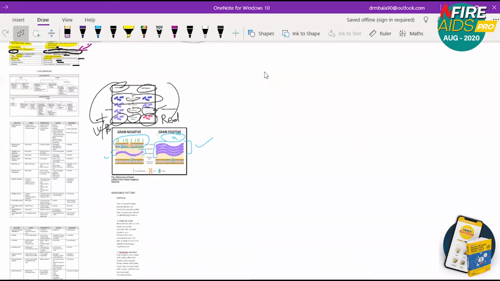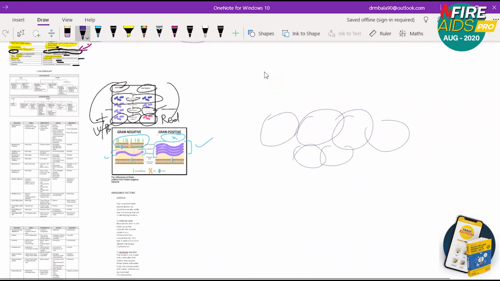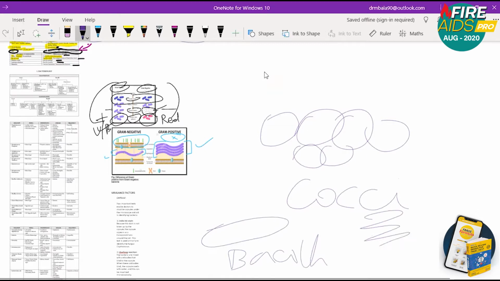So then comes based on the shape, the bacteria could be round in shape, that is cocci, that is round in shape, or it can be rod shape, that is bacilli, or it can be spiral shape, that is spirochete. So basically these 3 points you need to know: cocci, bacilli, spirochete. If you know these 3, that should be fine.